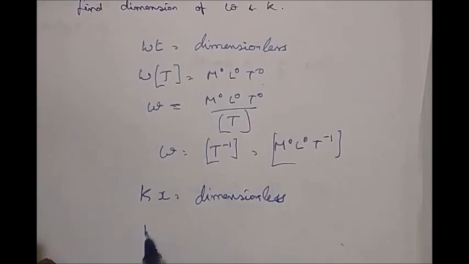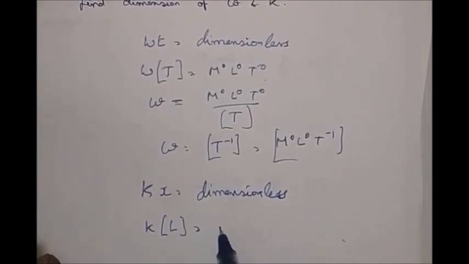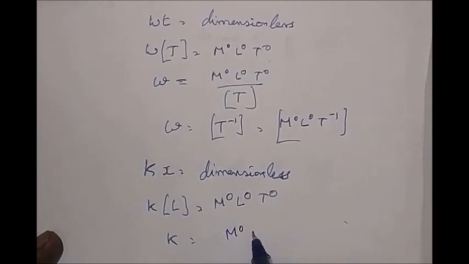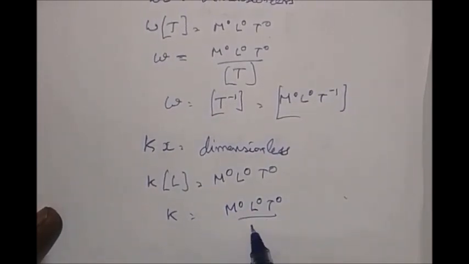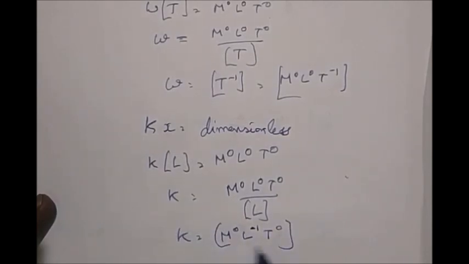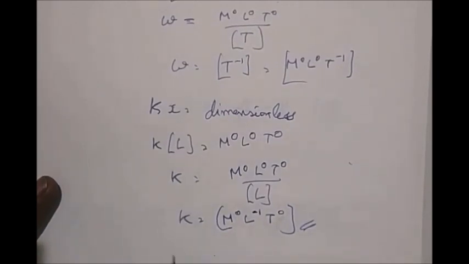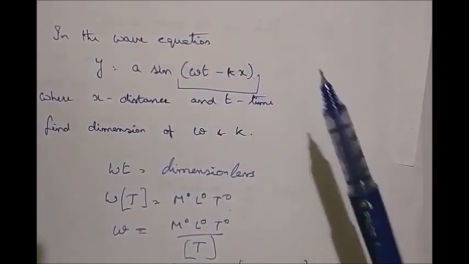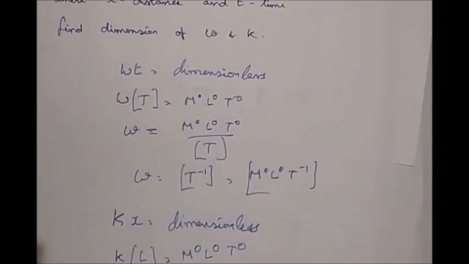So k into the dimension of distance here is M0 L0 T0. So what is k? It is equal to M0 L0 T0 divided by L. So k equals M0 L to the power minus 1 T0, which is the dimension of k. So we got the value of k in this fashion. Remember the basic fact, this has to be always remembered: the quantity inside a sine is dimensionless. Then we can solve this equation very easily.